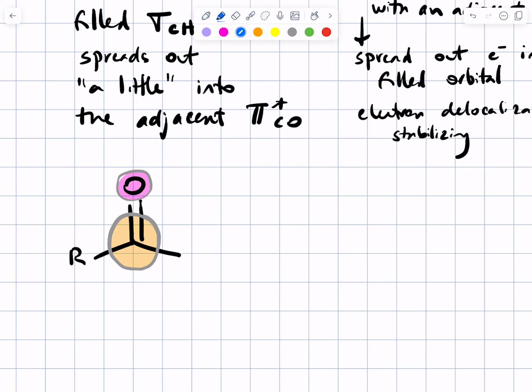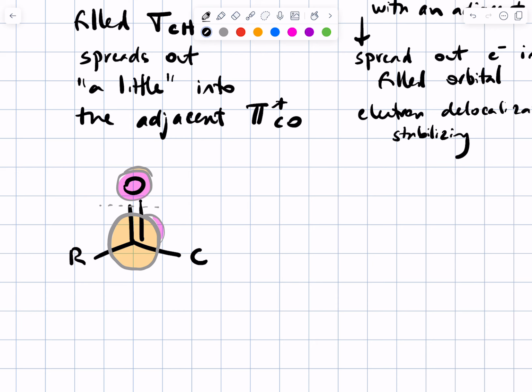And we'll put a node here with a dotted gray line in between the two nuclei. Below the plane of the page, we've got another set of lobes that you can't quite see. You just get a little bit of a hint of. Then on the adjacent atom, we've got where the ketone is.